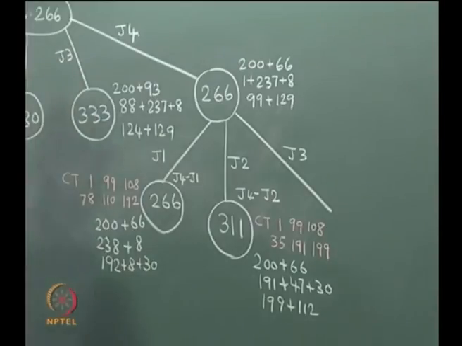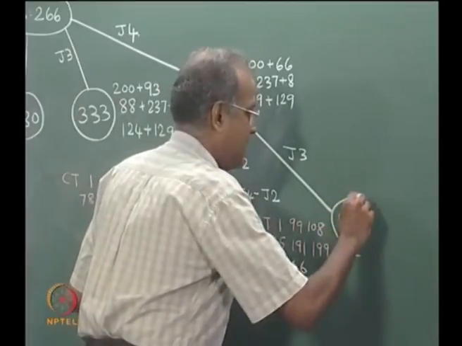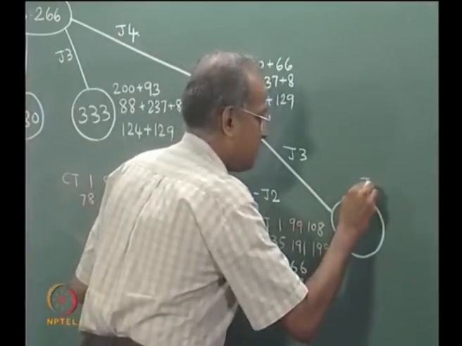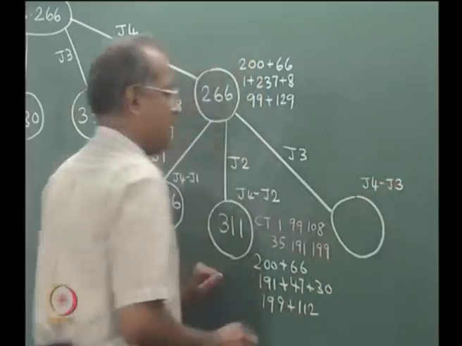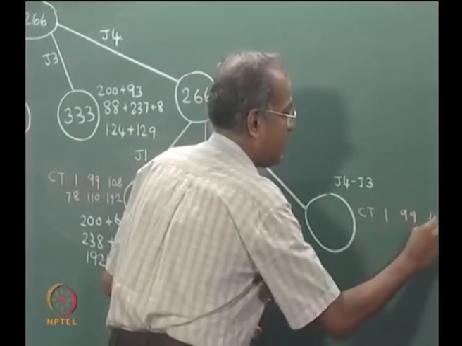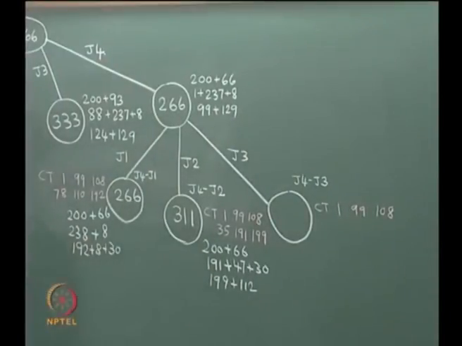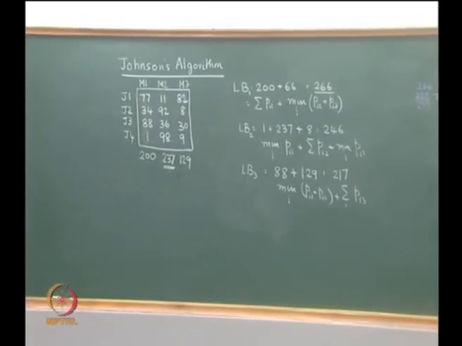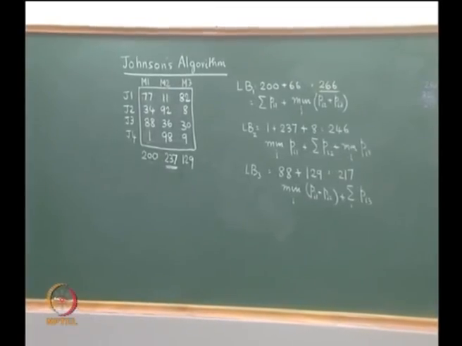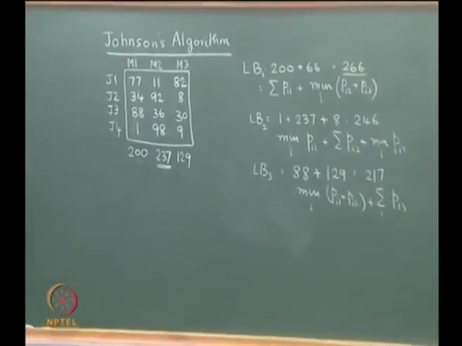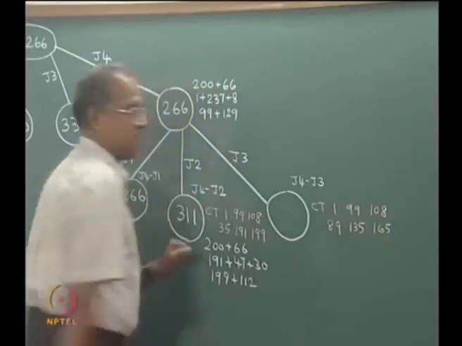Now, let us calculate the other lower bound for J4 and J3 also. Now, to do that we have J4 and J3 here. So, we will quickly do the completion times. 199 and 108. For J3 it is 88, so 1 plus 88 is 89, starts at 99, requires another 36, so 135, 99 plus 36. At 135 M3 is free, so it takes another 30, 135 plus 30 is 165.